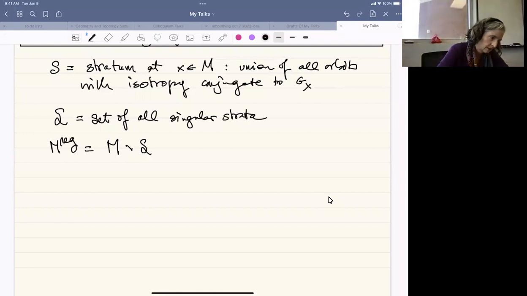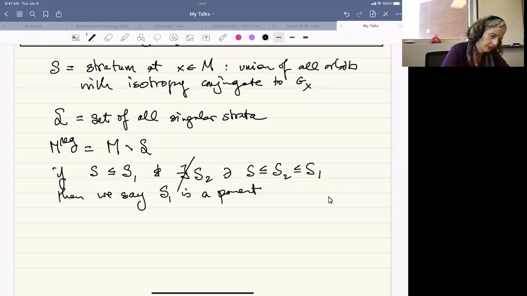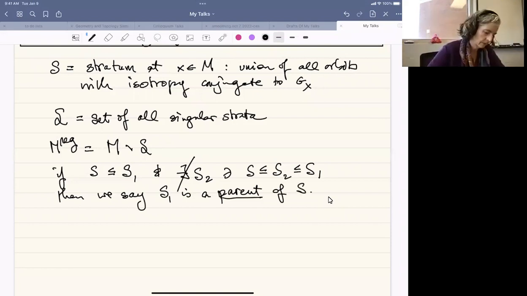I also want to point out that we give a name to relationships between strata. So if I've got a stratum S that's contained in another stratum S1, and I don't have any other intermediate strata, then we say that S1 is a parent of S. And then, if it's higher up than that, we talk about ancestors.